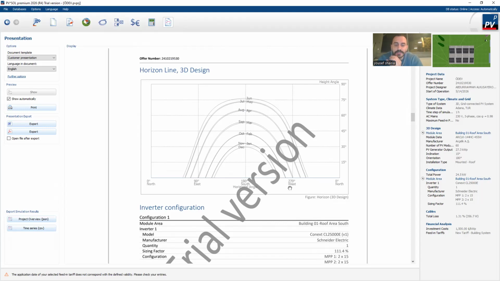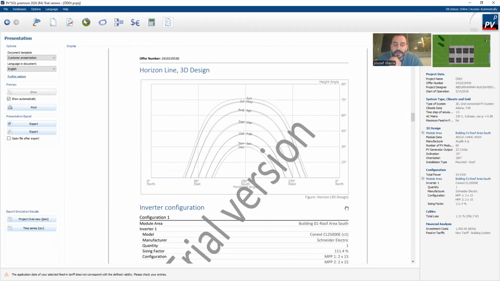The vertical axis represents the altitude angle of the sun from 0 to 90 degrees. If there were any shading obstacles, they would appear as a line at the bottom of this chart. As you can see, the horizon line is clean and flat, which indicates there are virtually no significant shading obstacles around the installation site.